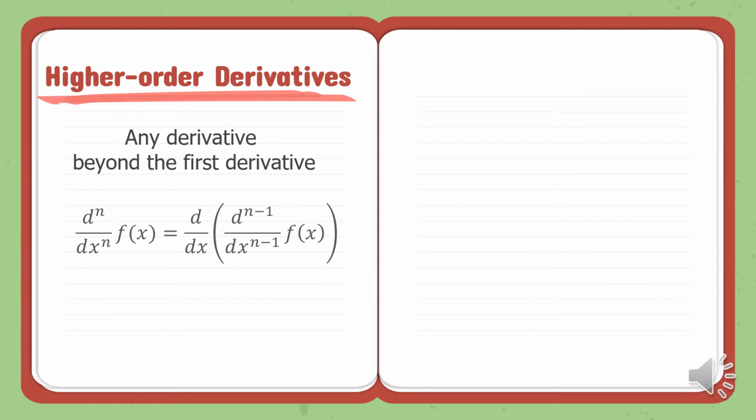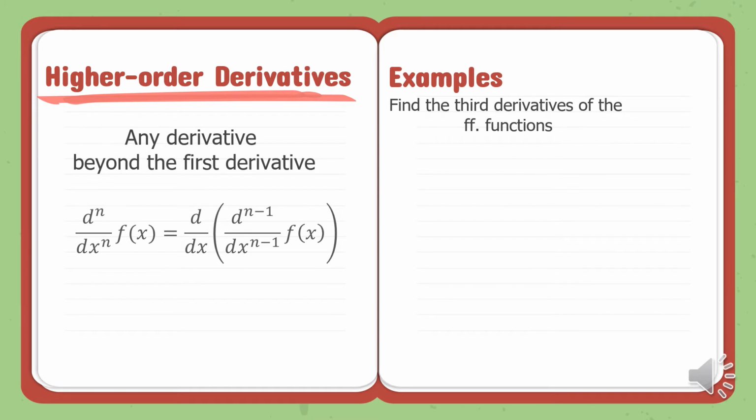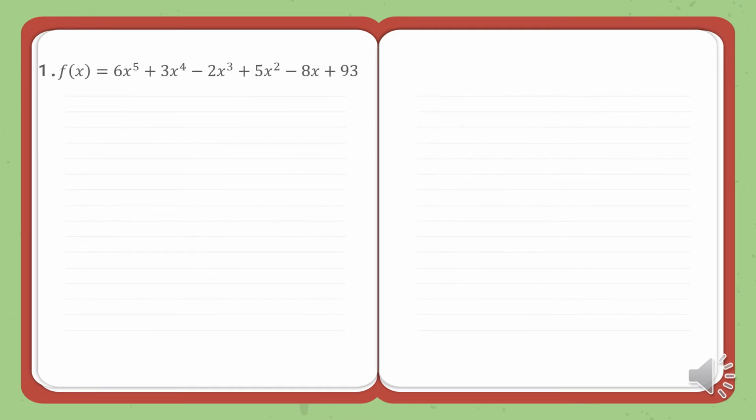Okay? Let's apply this idea to the following example. So find the third derivatives of the following examples. For the first example, we have f of x is equal to 6x raised to 5 plus 3x raised to 4 minus 2x cubed plus 5x squared minus 8x plus 93. So we wish to find the third derivative of this function.